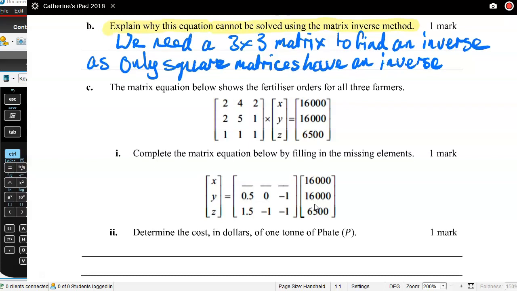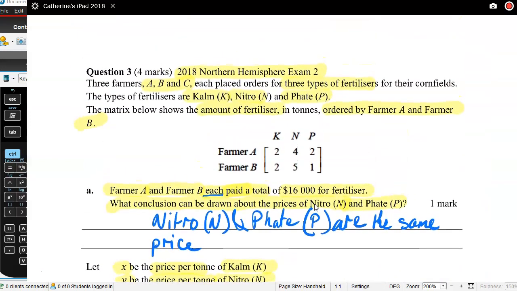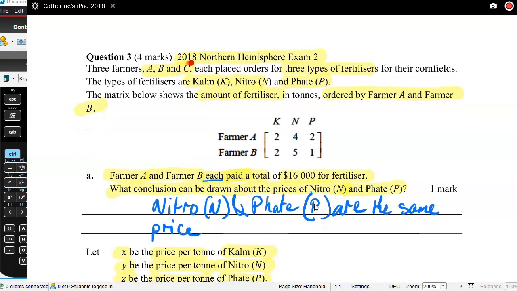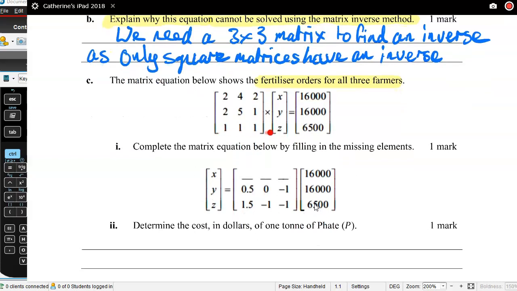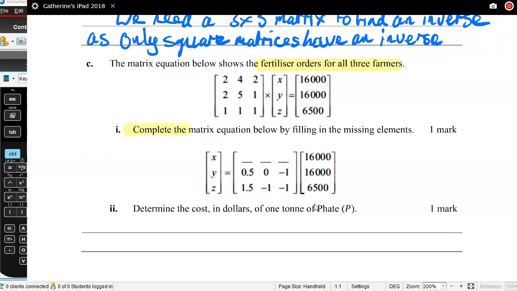They've done this. The matrix equation below shows the fertilizer orders for 3 farmers. Okay? So now we're including C. First off, we're only talking about A and B. Now we're going to be talking about farmer C also. You can see he or she has bought 1 tonne of each of the fertilizers. Okay, so now we could solve this. Okay, so complete the matrix equation below by filling in the missing elements.